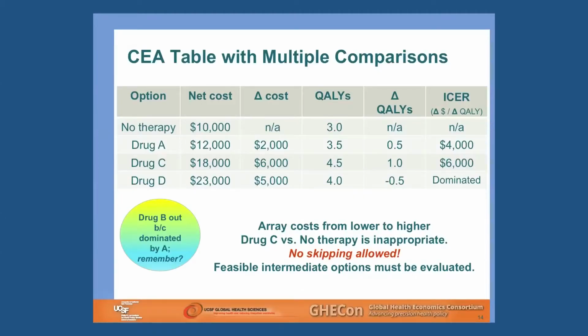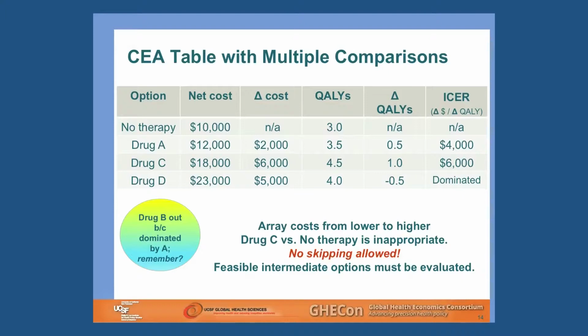There's no end to the comparisons you can make. So now I've added a drug C and a drug D. Oh boy, I think there's a typo there. Where's drug B? Oh, maybe it wasn't a typo. Drug B is eliminated because it was dominated in the last slide. So now, when I add more options to be considered, I don't include the one that we already know is dominated, because we already know that A is superior to B.